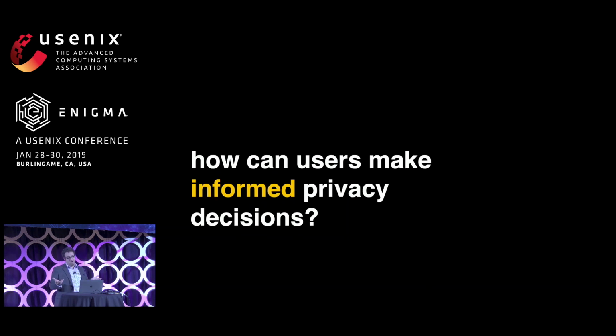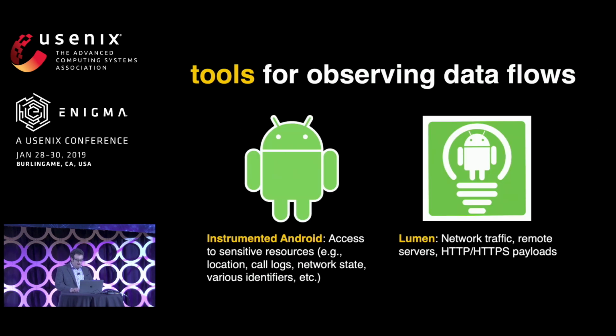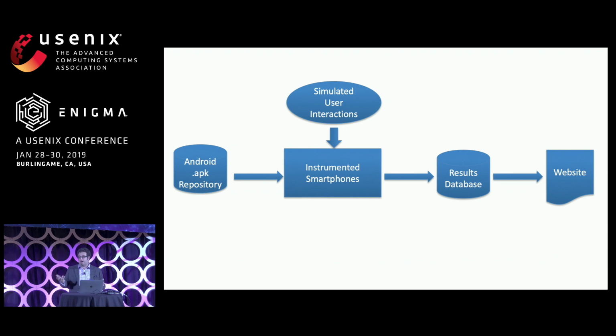So given all this, how can users actually make informed decisions about their privacy? To solve this problem, we combined the instrumented Android fork that we had been working on, which monitors all of the sensitive APIs, with network monitoring code. A separate project going on at ICSI is called Lumen, and it's a traffic analyzer that runs in user space on Android, intercepts TLS payloads, and so we have a pretty good view into everything. Combining these tools, we've built this whole dynamic analysis pipeline.